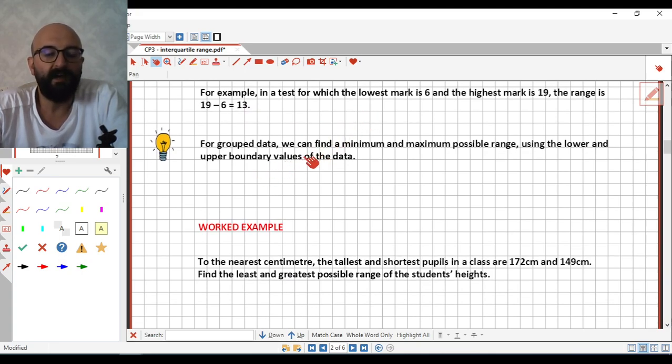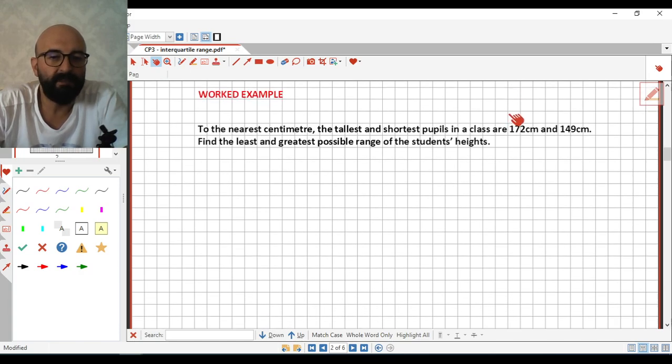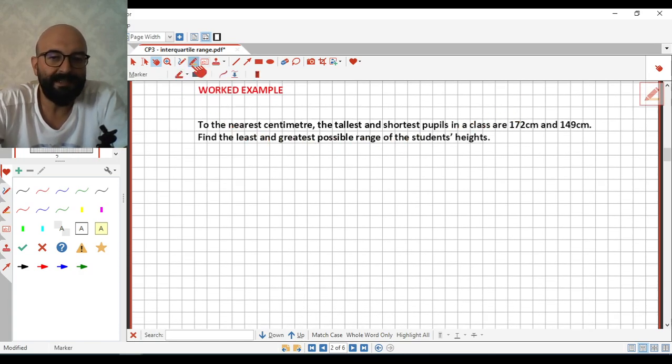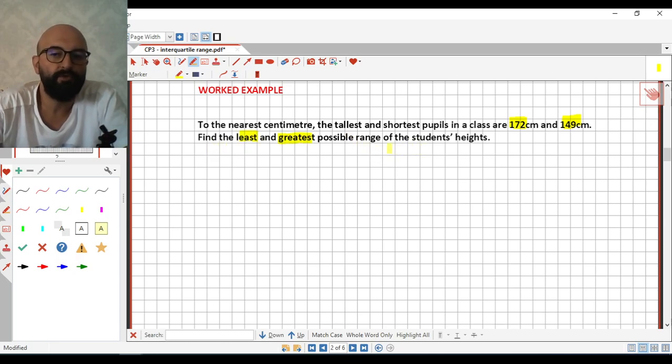For grouped data, we can find a minimum and maximum possible range using the lower and upper boundary values of the data. For example, to the nearest centimeter, the tallest and shortest pupils in a class are 172 centimeters and 149 centimeters. Find the least and greatest possible range of the students.